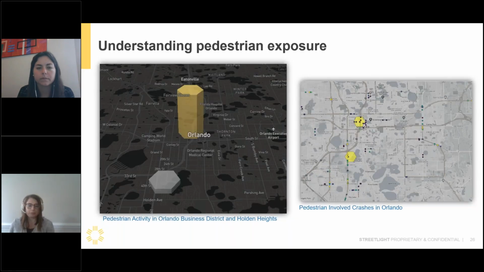This is the example that Haley spoke about previously, which is understanding pedestrian exposure in two neighborhoods in Orlando, overlaying these zones with pedestrian crash data. And as Haley said before, this is a way to measure where the greatest risk is for pedestrians. While this was created as a custom project by our engineering team, in the next example, I'll show you how you can use the zone library in Streetlight Insight to create this project in the platform and better understand pedestrian exposure in your community.